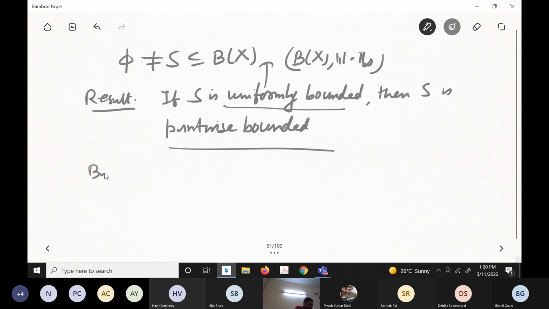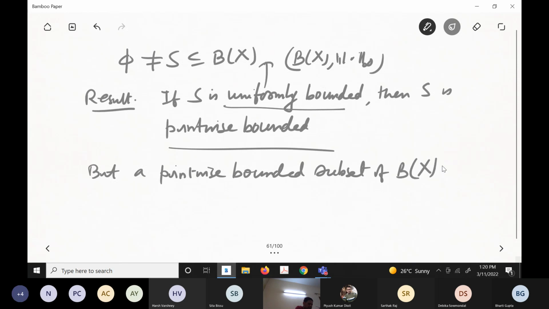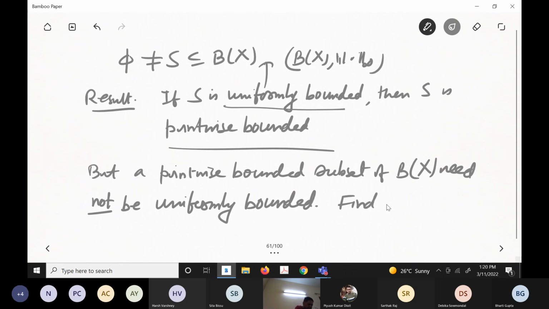But you should look at this: a pointwise bounded subset of B(X) need not be uniformly bounded. Exercise, find a counterexample. That means an example, basically.